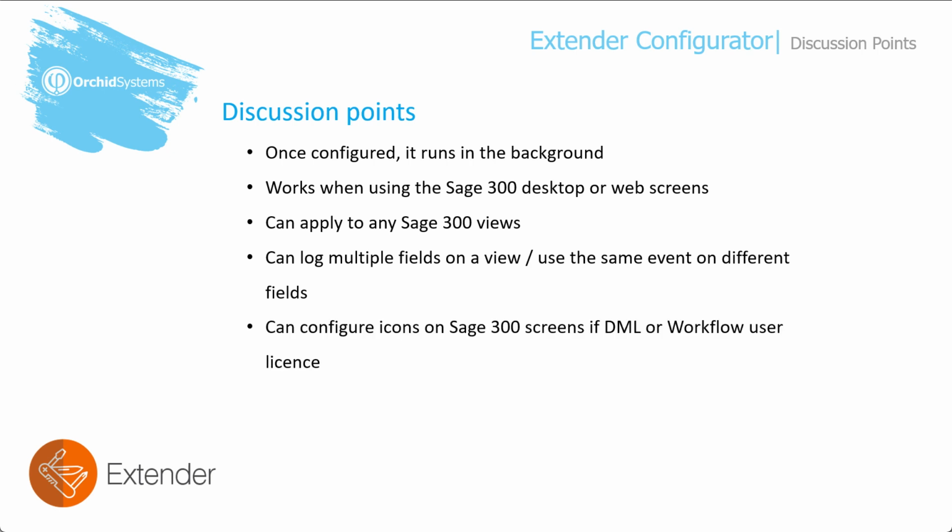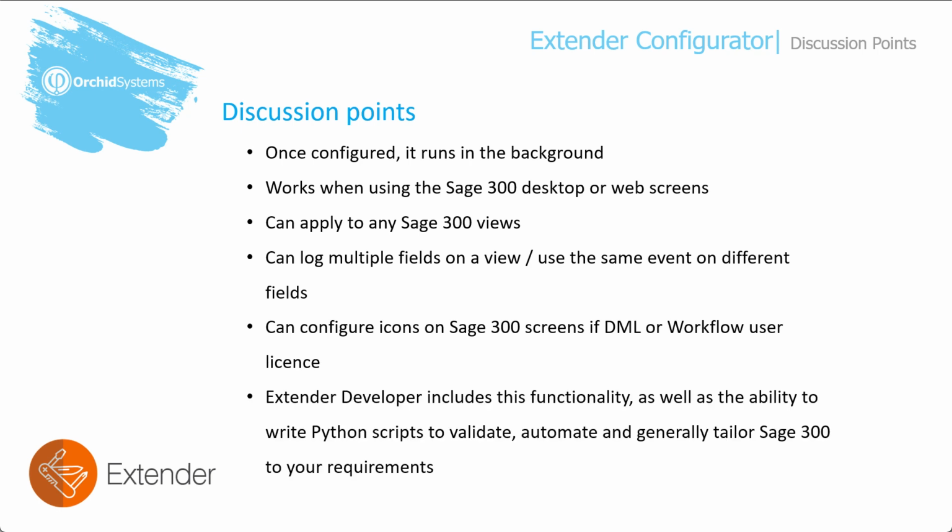And then if a user is a document management link user or a workflow user, they can also use little icons on the screen rather than use backtick tab to view the logs on the screens where they've taken place. Now, a reminder that Extender Developer, which many of you will know as the ability to write Python scripts to validate, automate, and generally tailor Sage 300 to your requirements, also includes the Extender Configurator functionality.